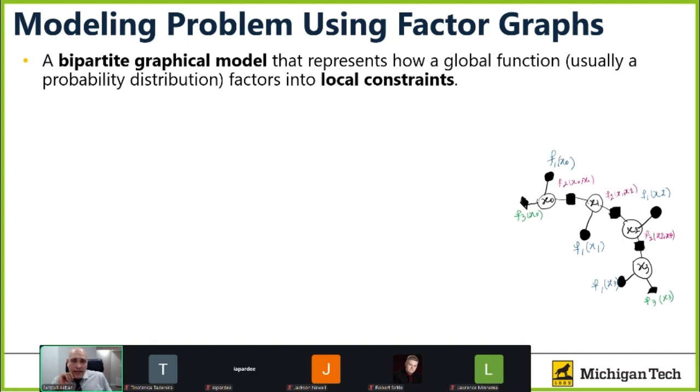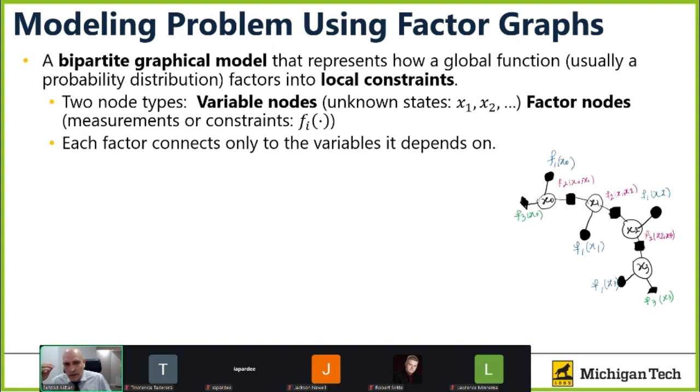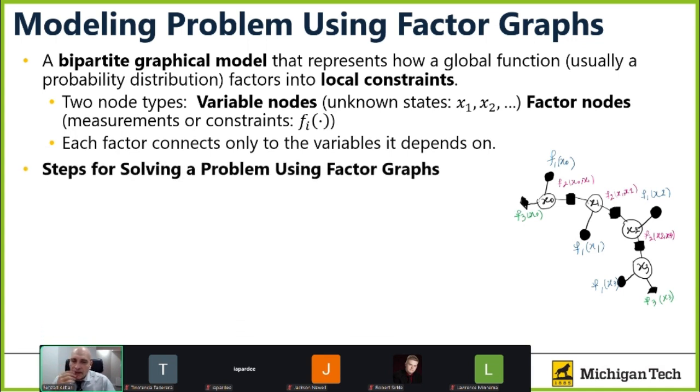Anyway, that's the definition of factor graph. In a factor graph, we have some variables and some factors. But this is just a definition. How can we implement an optimization problem using a factor graph? What are the steps for that? We want to see how many steps we have to solve a problem using a factor graph.